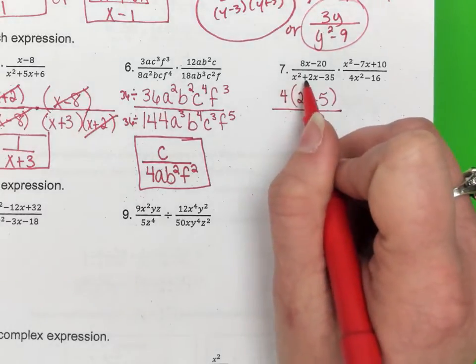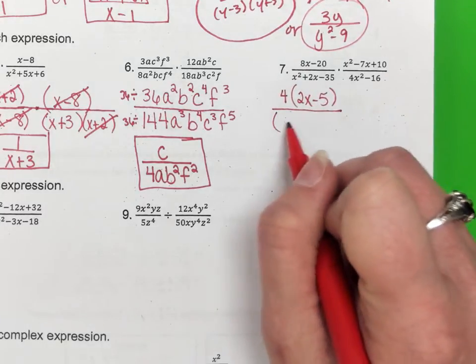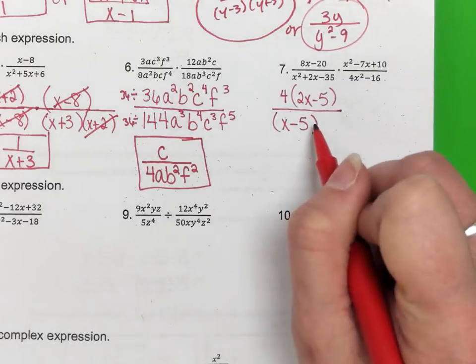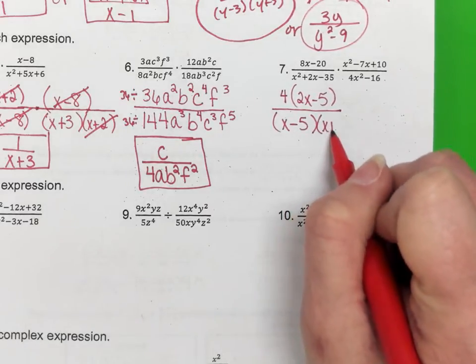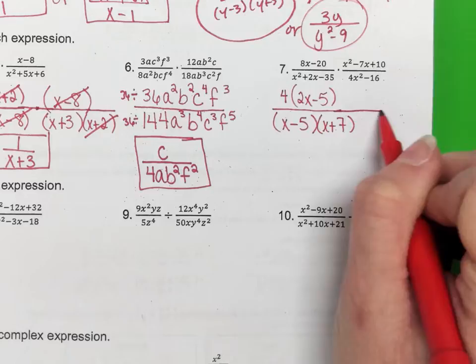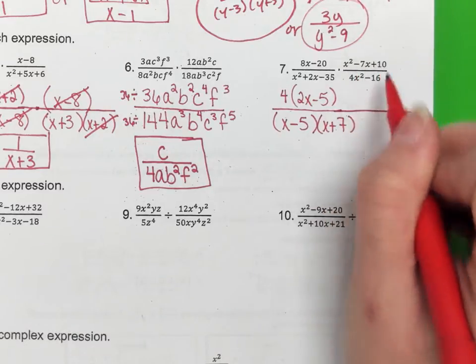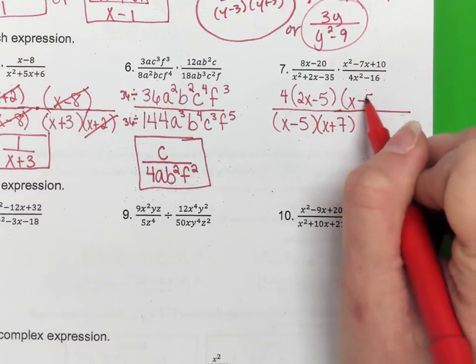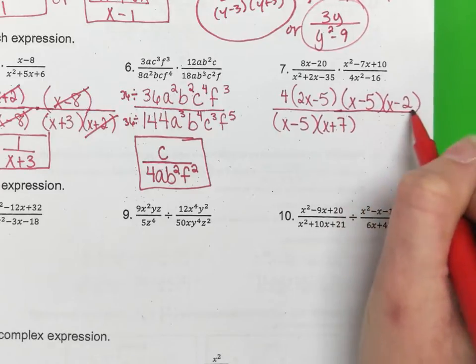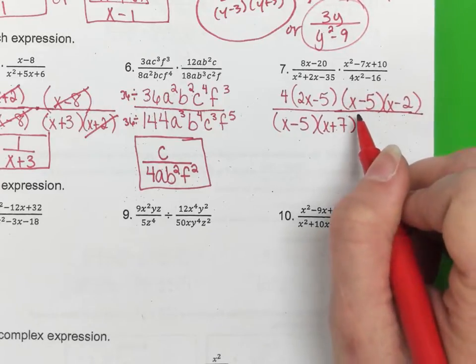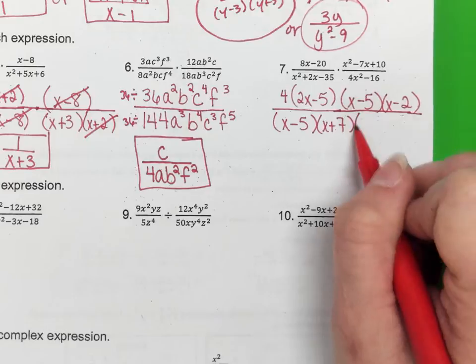What about the bottom? x squared plus 2x minus 35. What'd you get? x plus 7. There you go. All right, I can just make that one big fraction. What about this one? x squared minus 7x plus 10. x minus 2. Very good. And 4x squared minus 16? Nope.